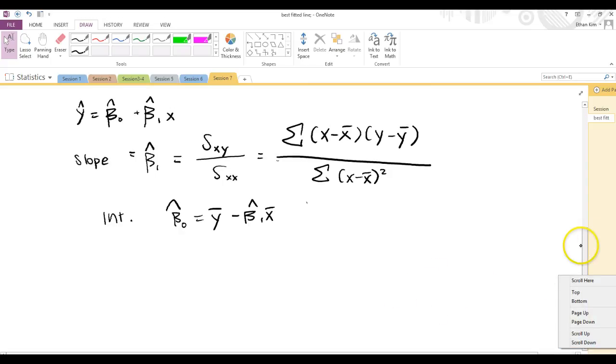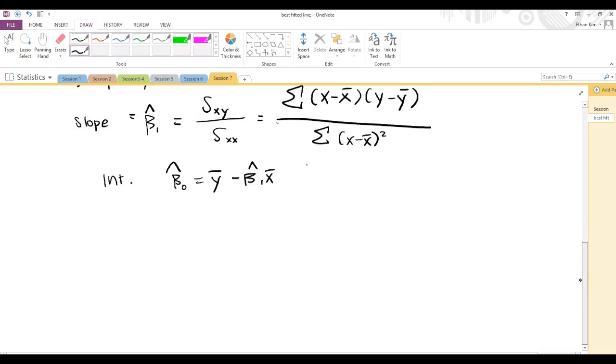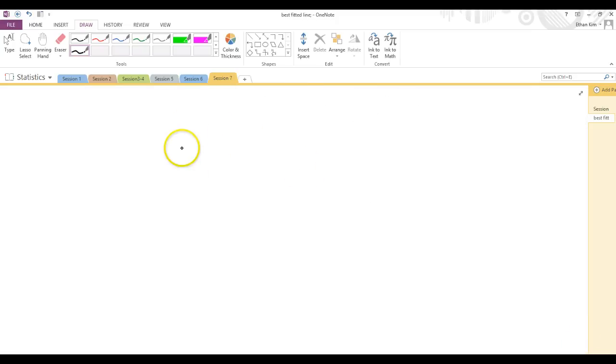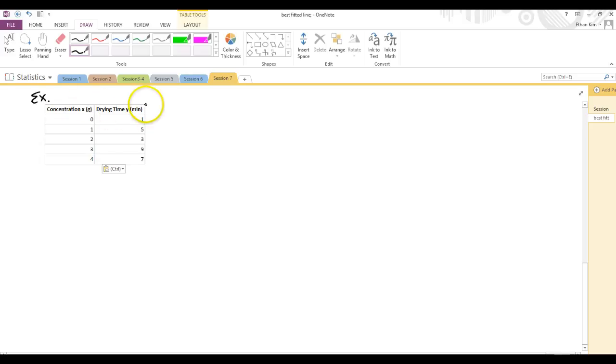And let's do an example with this. So we have the concentration of X and drying time. This is for paint, just giving you background information. So how much of the solvent, how much of the chemical is dissolved in the paint, noted by 0, 1, 2, 3, 4, and drying time, how long it takes to dry, in minutes: 1, 5, 3, 9, 7. So this is the data that we have.